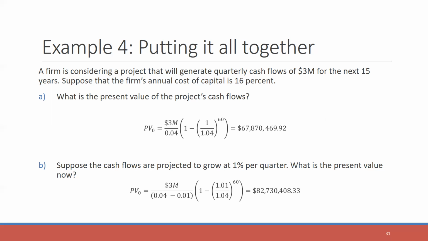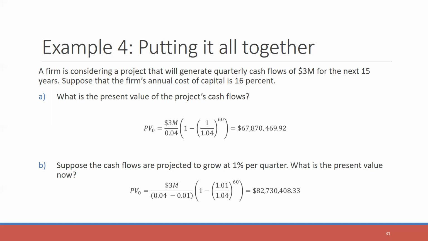Part B. Suppose the cash flows are projected to grow by 1% per quarter. What is the present value now? So there are 2 things I want to point out. First, intuitively, if the cash flows grow, the present value should be larger. And you do observe that. The present value is considerably larger. The second thing I want to point out, notice how we didn't take our 1% and divide it by 4 because it's already per quarter. It's already a quarterly growth rate, right?